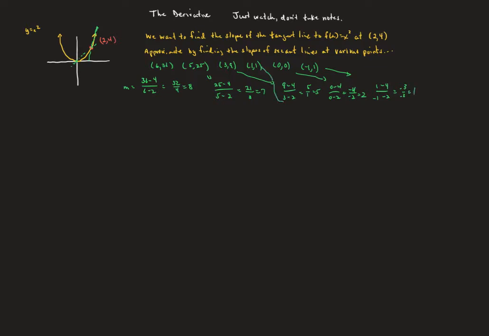And I'm going to try to fit this one in there. So if we go 1 minus 4 over 1 minus 2, that's going to be negative 3 over 1, which is negative 3. So we see all these secant lines.